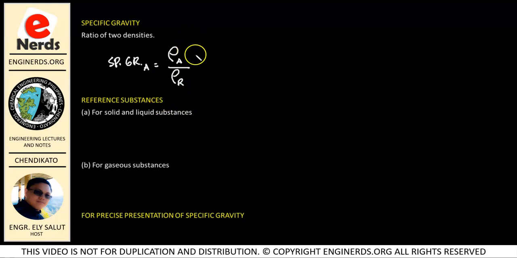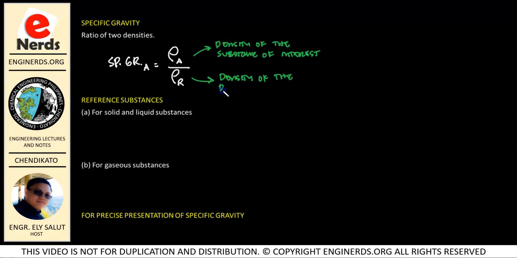Okay, so identify natin siya dito para tandaan natin. So this will be the substance of interest. So density of the substance of interest. And this is the density of the reference substance. Okay, so as you can see, pinagkukumpara lang natin yung density ng ating substance of interest or yung pinag-uusapan nating substance and yung reference natin.